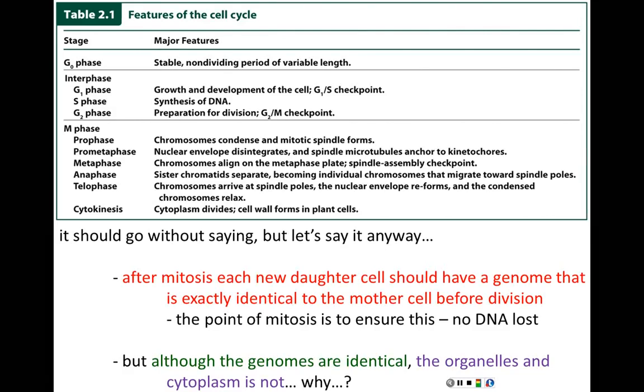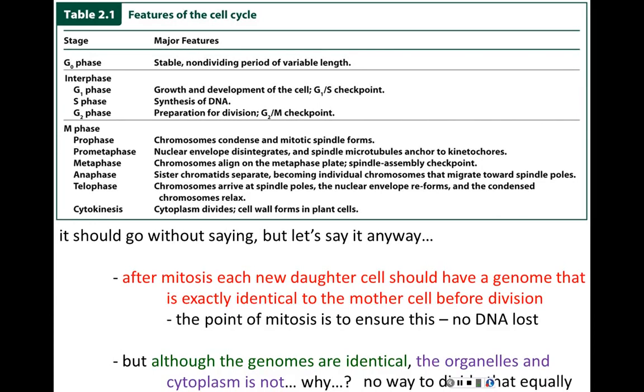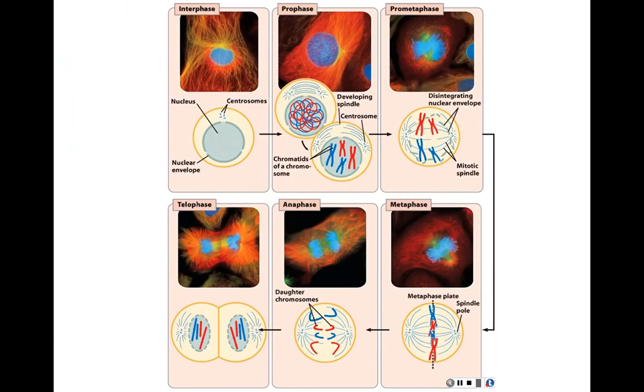Now, although the genomes are identical, the organelles and cytoplasm are not. The cell goes through no great pains to make sure that the cytoplasm and organelles are distinctly and exactly separated in two. It's sufficient that some of the cytoplasm goes to one daughter cell and some to the other. Some of the organelles go to one and some go to the other. So the cell doesn't go through great pains to do that. There's no way to do that equally, and the cell doesn't bother to. It's just important that each daughter cell gets some.